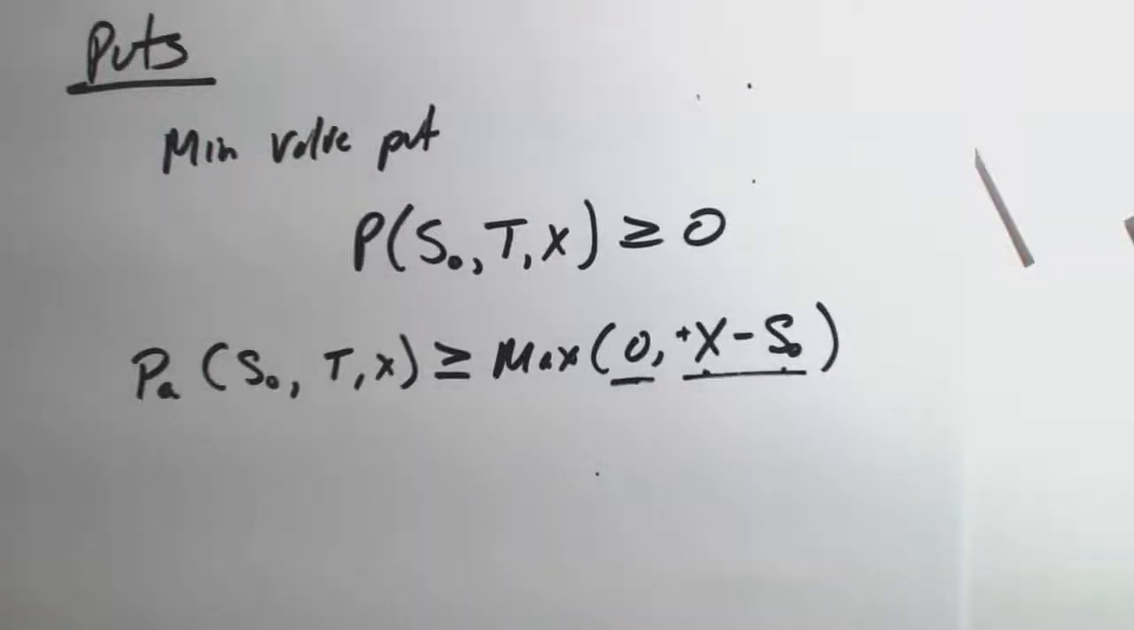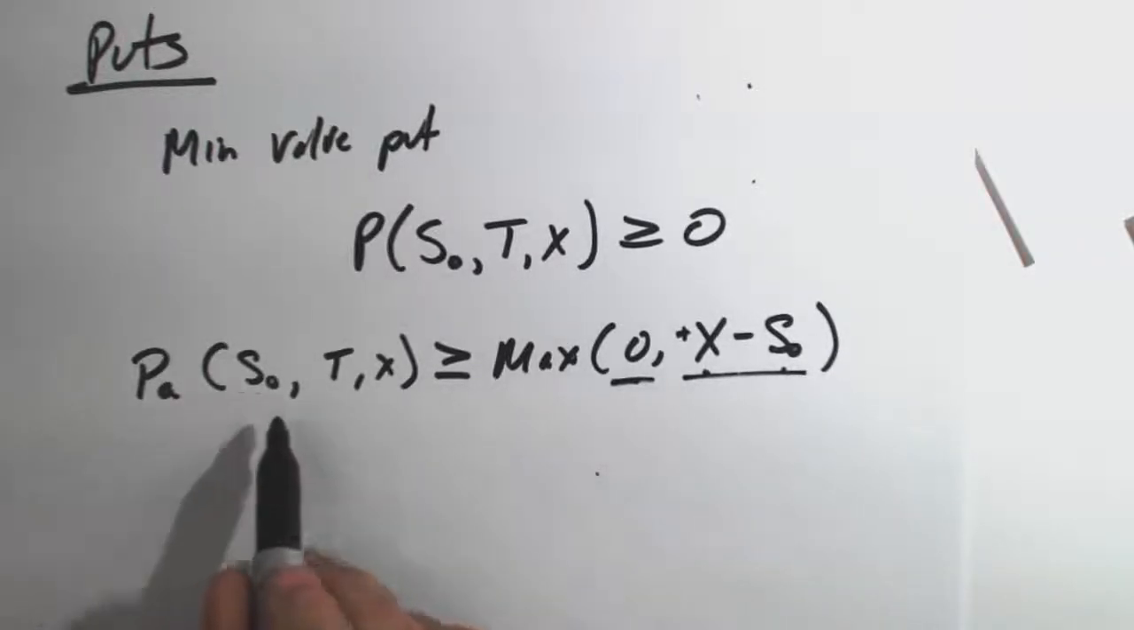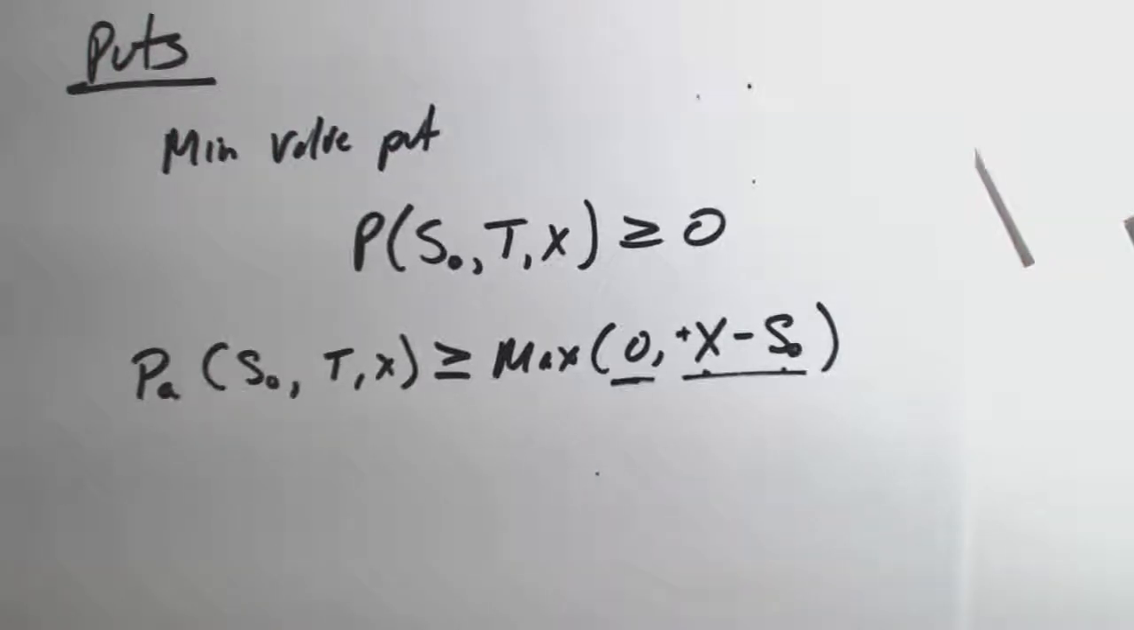This condition does not hold, by the way, for Europeans. So you can't use this for Europeans, because it may be optimal to exercise an American put early. I'll get to that in a little bit when we decompose option values, so we're not quite ready to get there yet. Let's look at the other boundary conditions first.